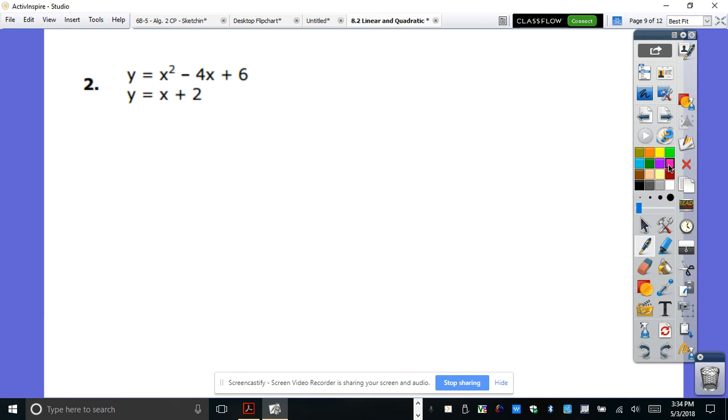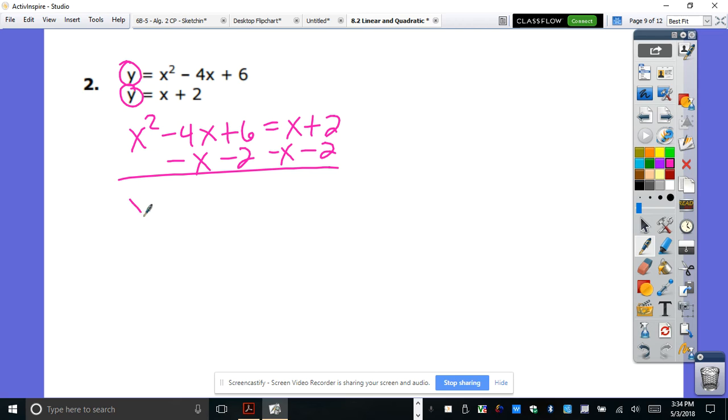Next, x squared minus 4x plus 6 is equal to x plus 2. So again, you're going to do the same thing since this is y. That's why x squared minus 4x plus 6 is equal to x plus 2. Solve it by subtracting x here, subtracting 2, subtracting x there. That gives us x squared minus 5x plus 4 is equal to 0.